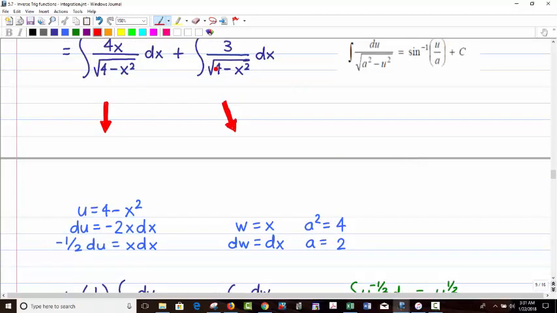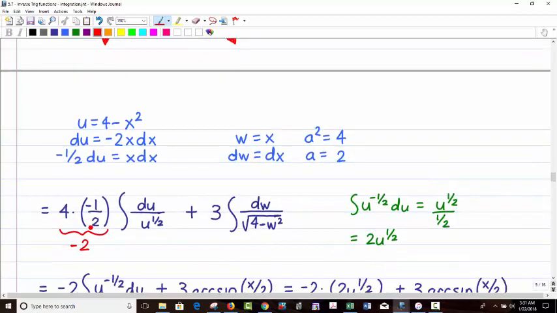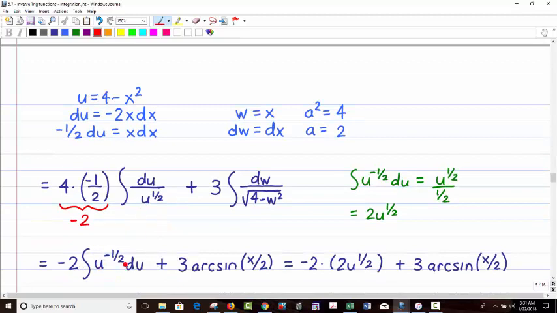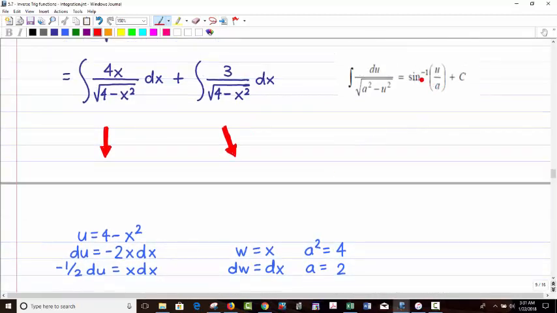So we have 4 from the numerator on the one on the left, times the negative 1/2 makes negative 2, du over u to the 1/2, and then we bring that up, makes it u to the negative 1/2. Come over here, this one's just dw over square root of 4 minus w squared, so it's just arc sine of w over a. Remember, this one, unlike the tan and the sec, doesn't have the 1 over a in front.